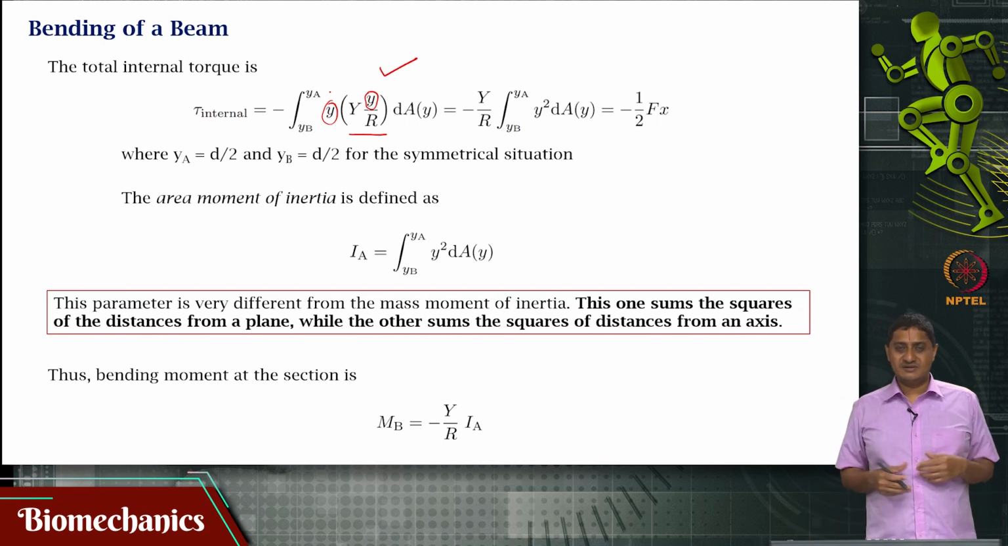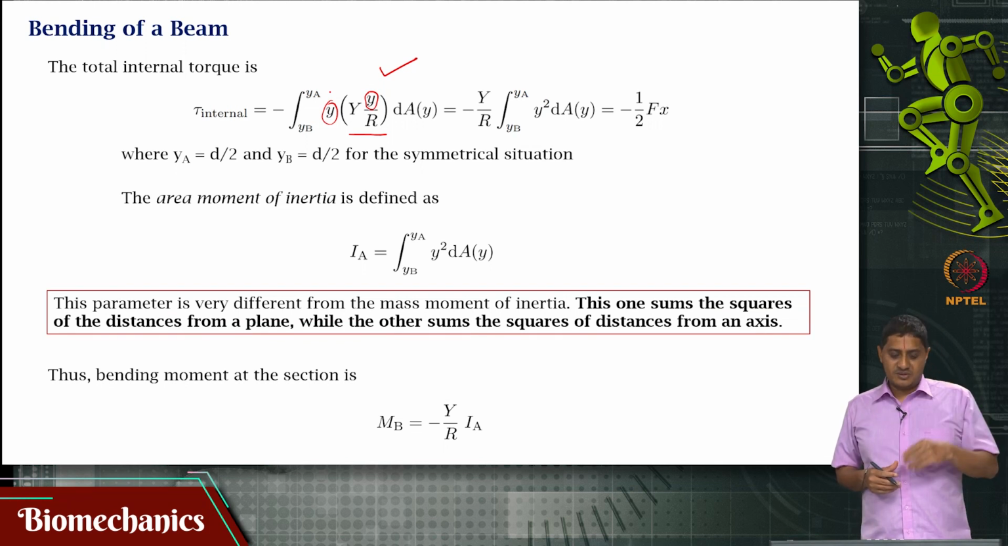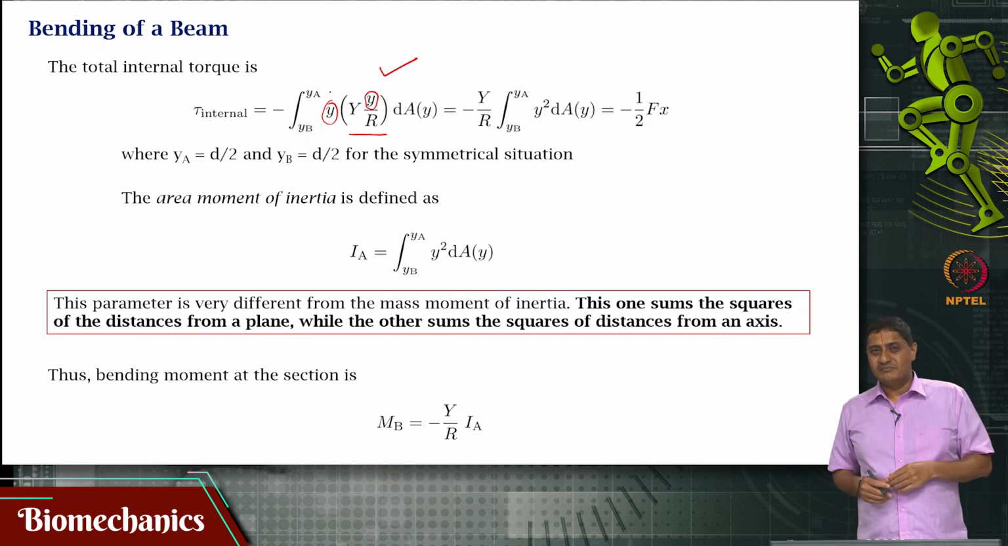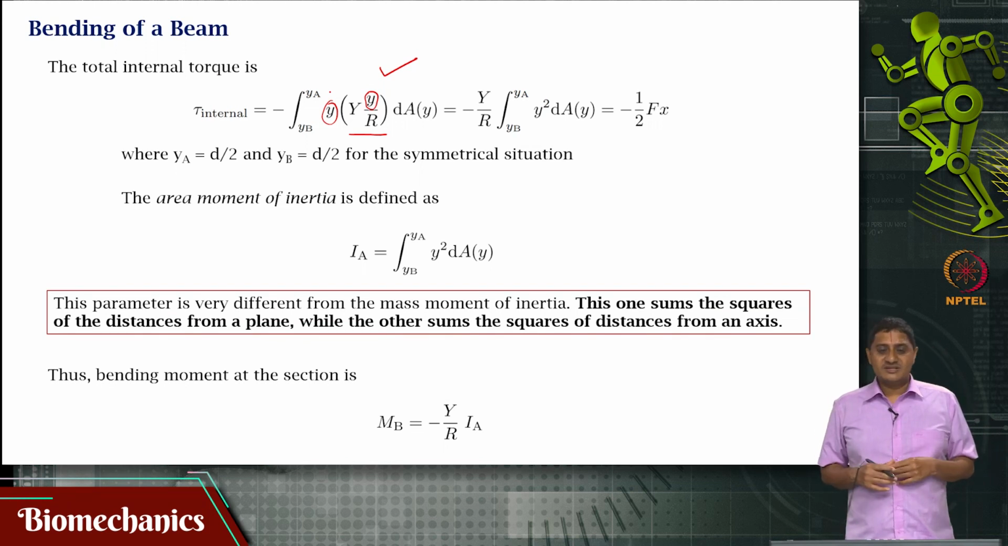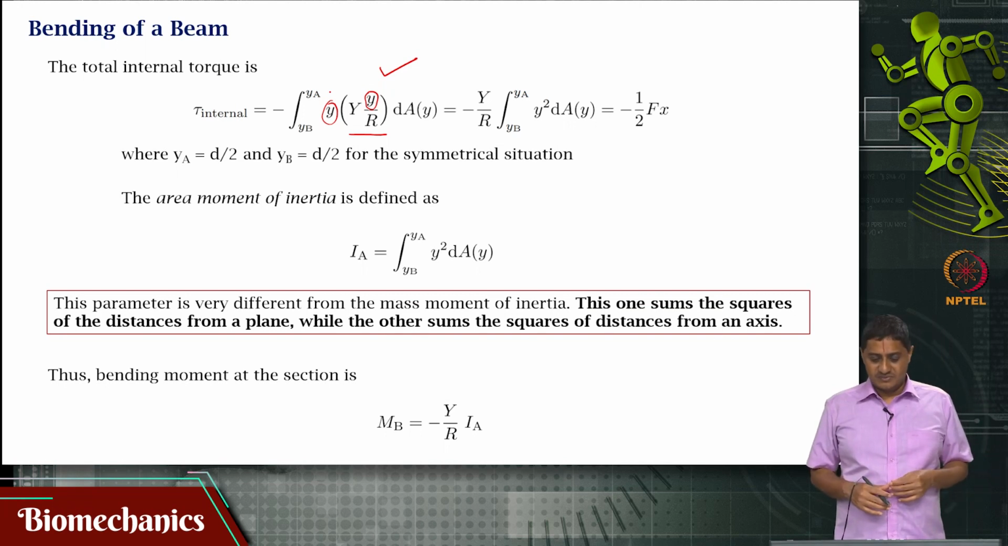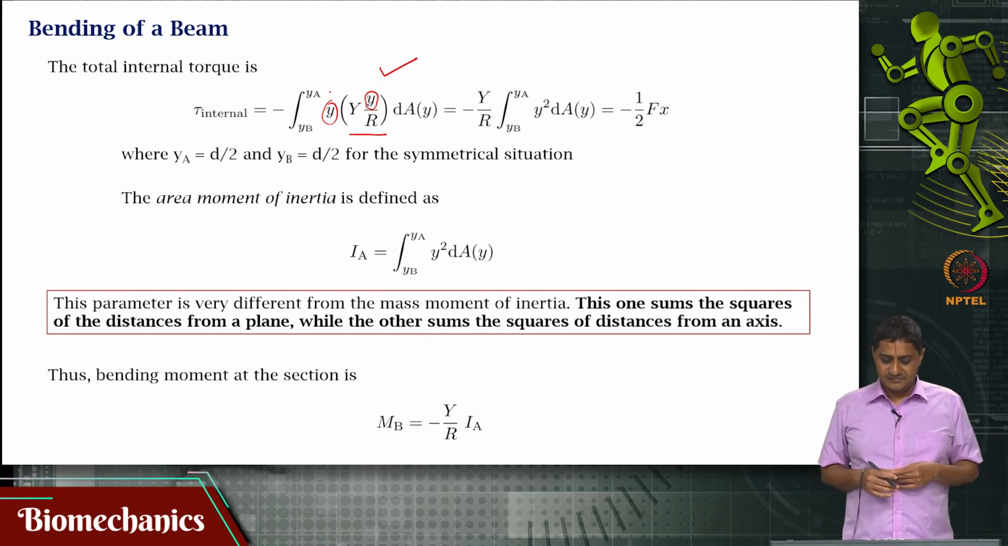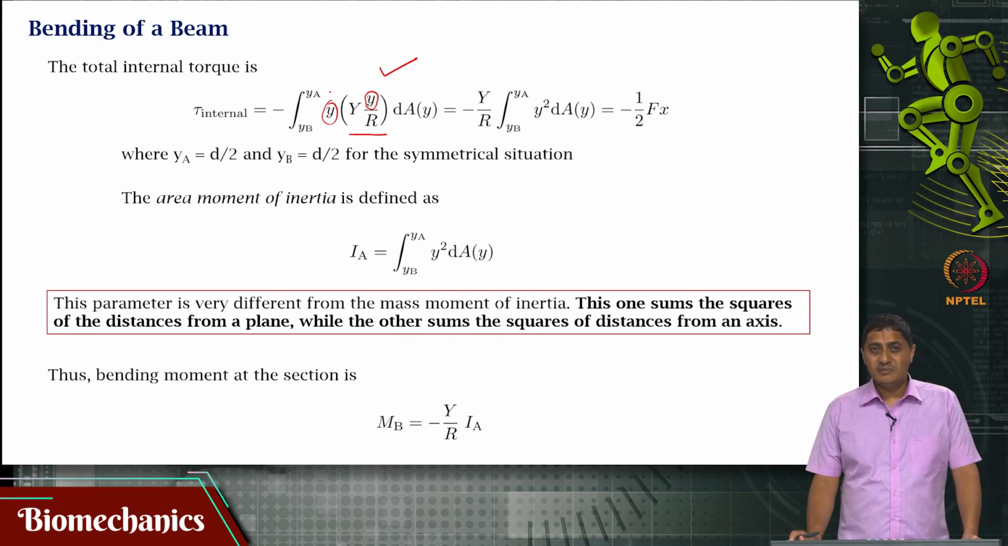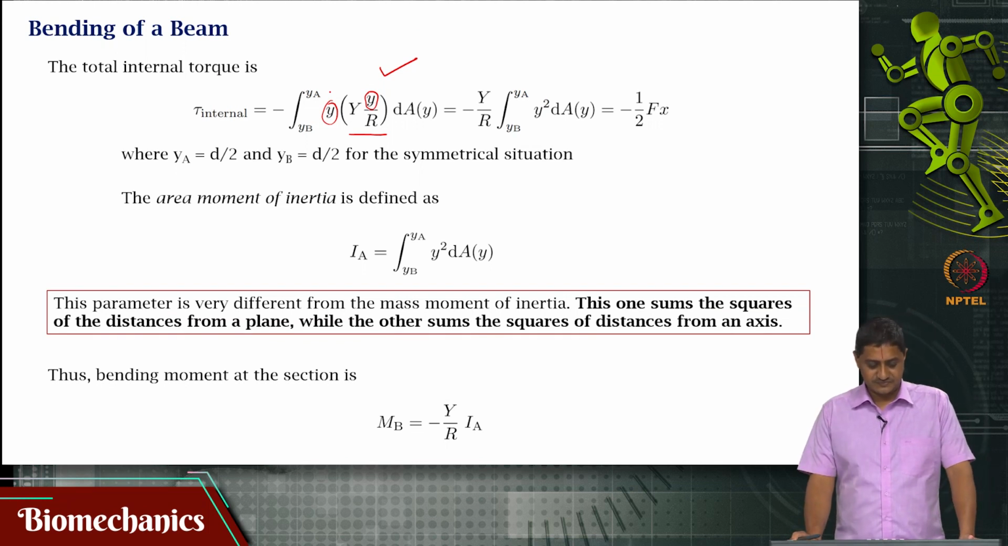If I have symmetry, if I have a situation where the top is at a distance of d by 2, where d is the width of the beam, and the bottom is at another d by 2, that is essentially I have symmetry, then I can say that this is minus d by 2 to d by 2, is it not? Something like that.